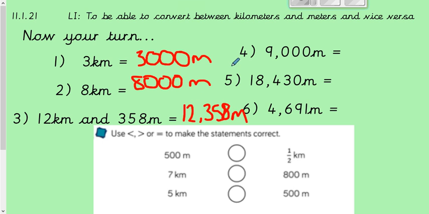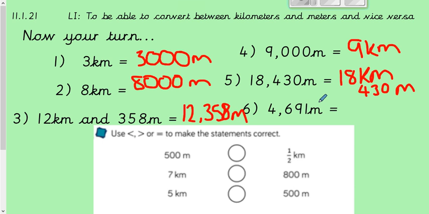Okay, go over to this side then. 9,000 meters would be 9 kilometers. Remember, km is short for kilometers. 18,430 meters would be 18 kilometers, because you can fit in 18,000, so that's 18 kilometers, and then you'd have 430 meters left. So 18 kilometers and 430 meters left.